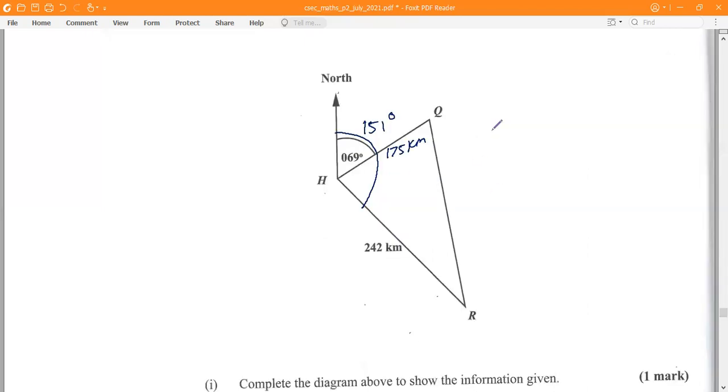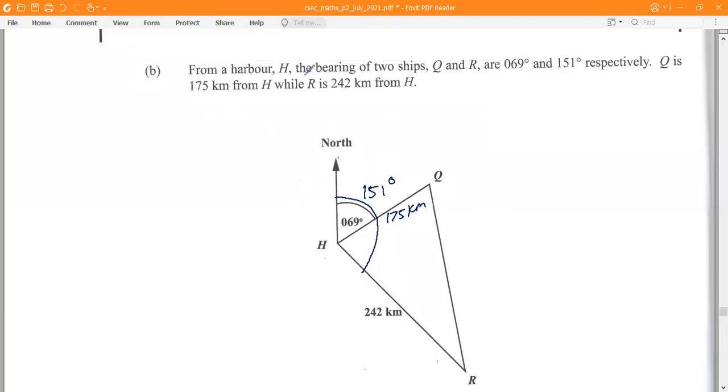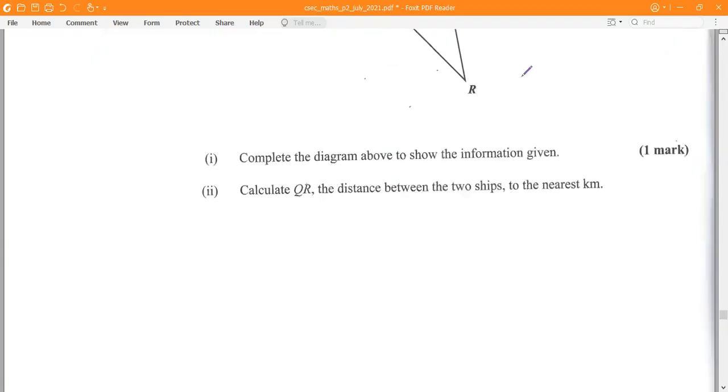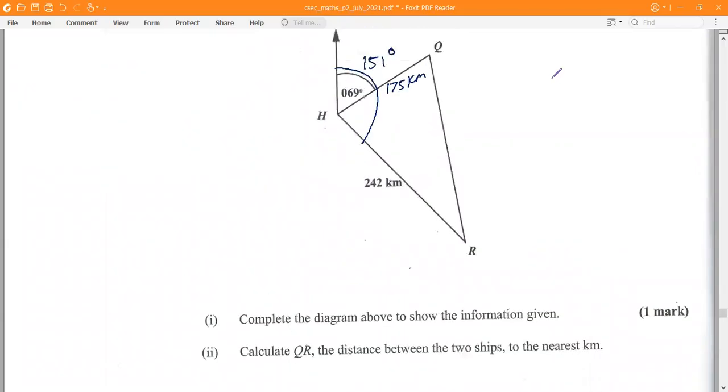The bearing of R from H, right? Remember, the first number applies to Q and the second number applies to R because the word respectively is used. So we follow the order of the numbers. Okay, calculate QR, the distance between the two ships to the nearest kilometer. So we want to find QR.